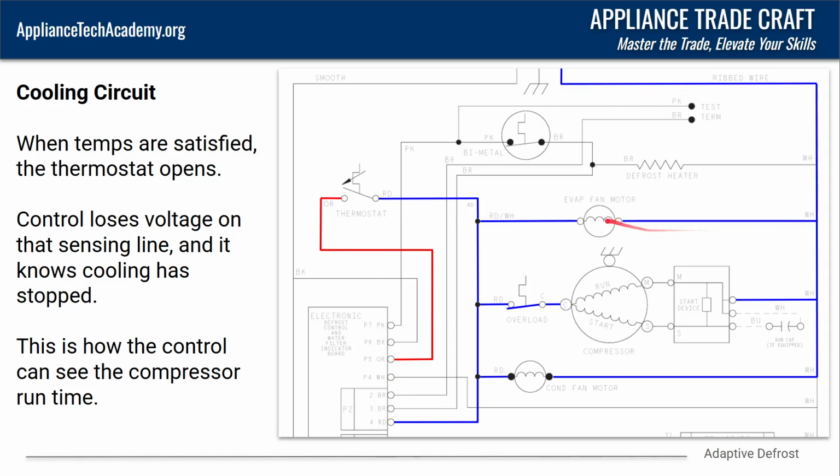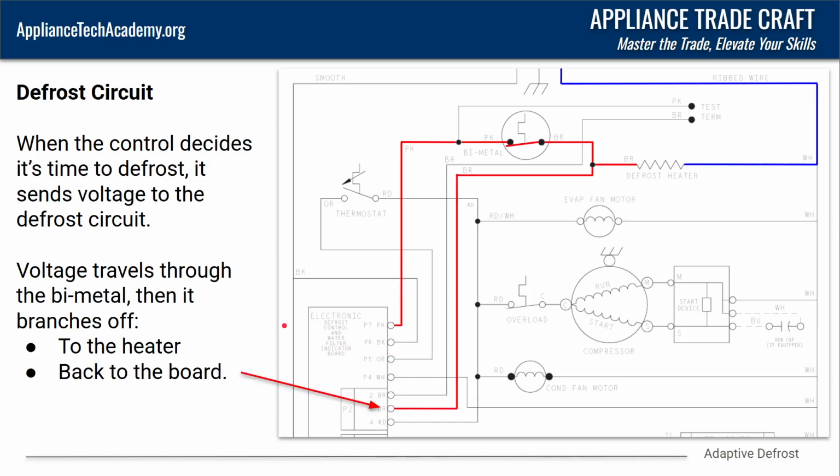Neutral back feeds through these loads and all the way to there. So we no longer have 120 volts at this connection right here. So when the control sees 120 coming out here, 0 volts there, it knows that the temperatures are satisfied. And that's how it knows how long the compressor is running for. So it factors that in to when it's going to run the defrost cycle next.